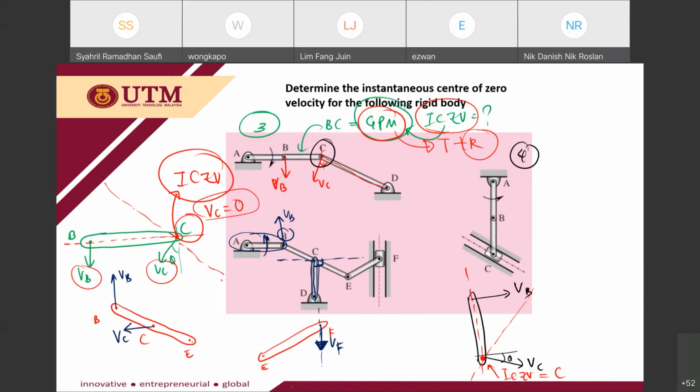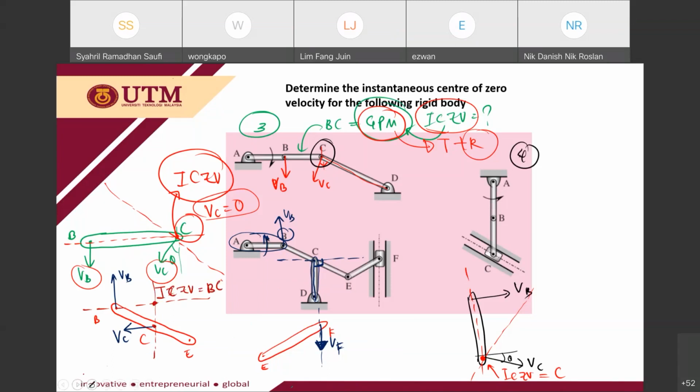Okay, VE, I don't know. But in order to draw the instantaneous center of zero velocity, we just need two points only. So if I draw a perpendicular line to VB, and a perpendicular line to VC, then I will get the instantaneous center of zero velocity, ICZV, for BC. Okay, because I connect two points here, B and C.